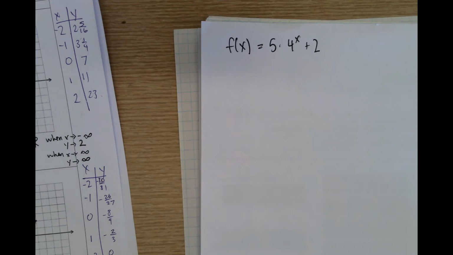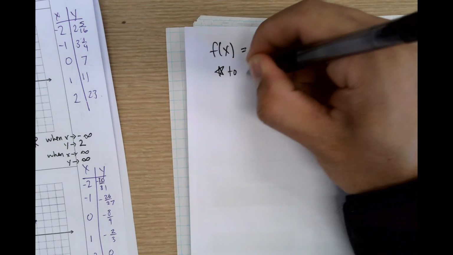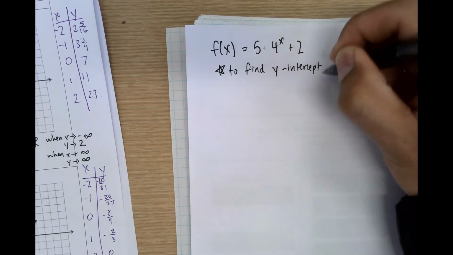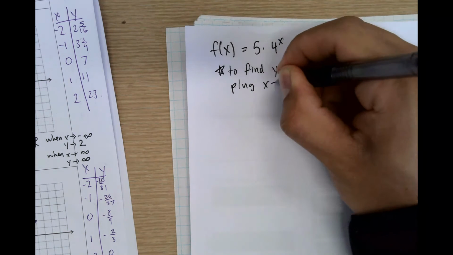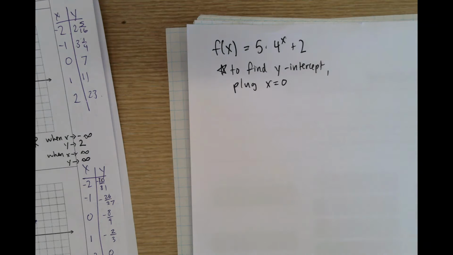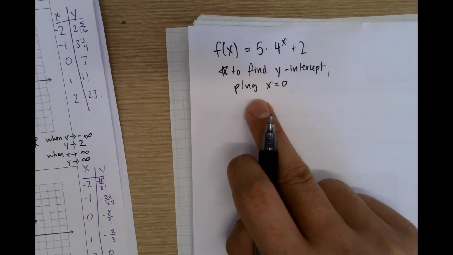So to find the y-intercept, plug in x equals 0. So when x equals 0, our graph will cross the y-axis, or sorry, the x-axis. So this will be the x-intercept. Sorry, it's reversed. But yes, this is correct. To find the y-intercept, you would plug in x equals 0.